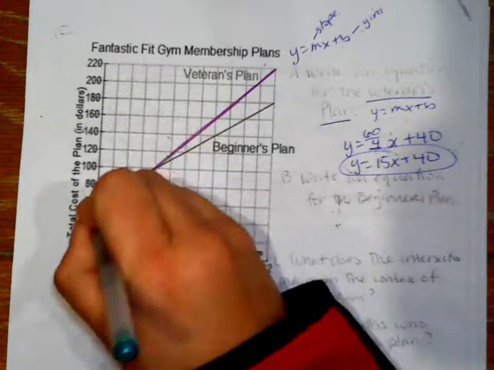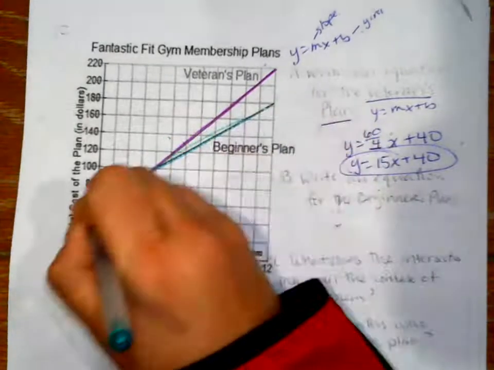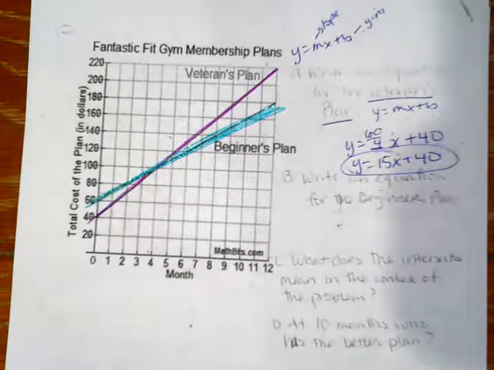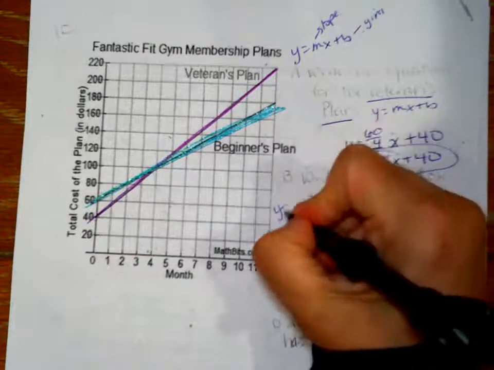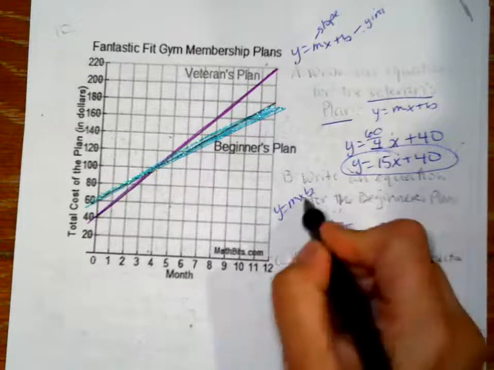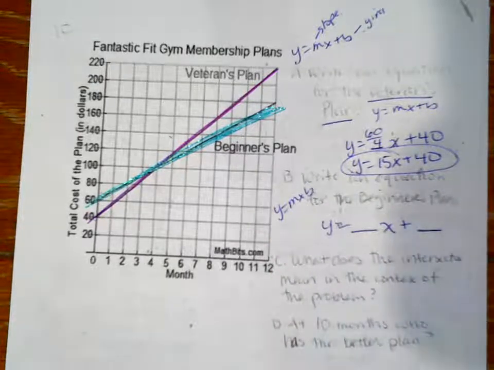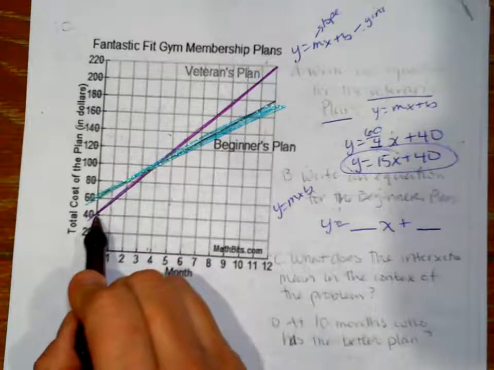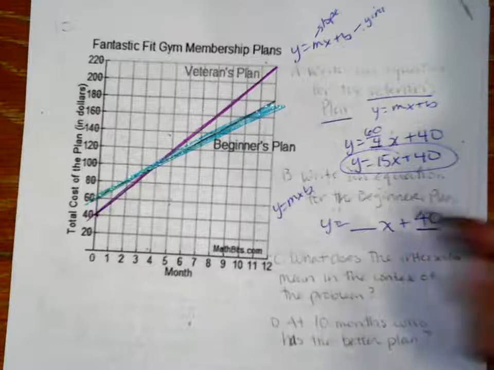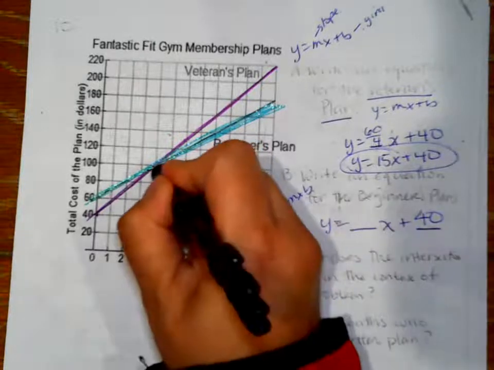Here's the beginner's plan, and we're going to go about it the same way. Let me just get that one right there for you guys to see. For the beginner's plan, we're still going to use y equals mx plus b. So y equals something x plus something. We know our b, we're starting at 40. So we're just going to plug 40 in right there. And let's just count for our slope again. We know it intersects right here.